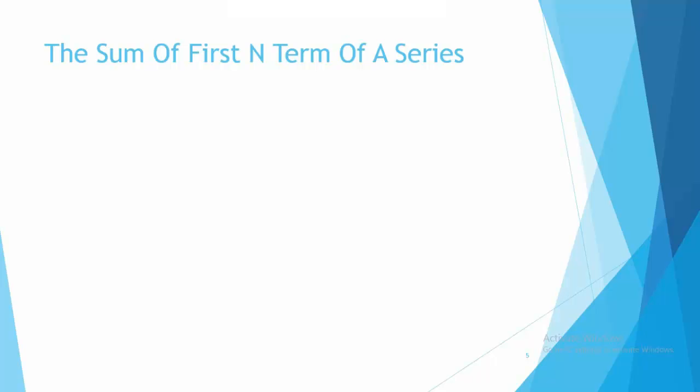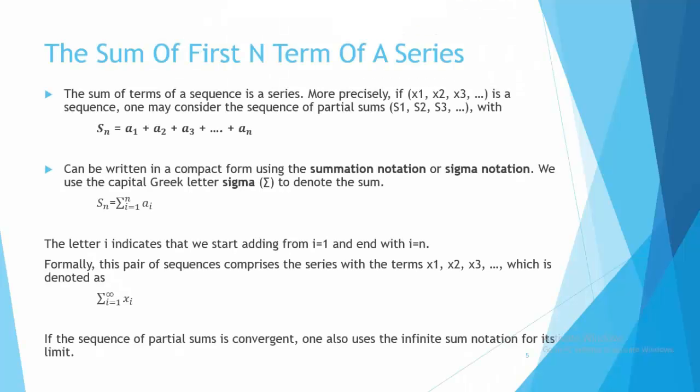The sum of first n terms of a series. The sum of terms of a sequence is a series. More precisely, if x1, x2, x3 is a sequence, one may consider the sequence of partial sums S1, S2, S3, with Sn equals A1 plus A2 plus A3 plus up to An. So Sn represents the sum of the terms up to the nth term. Similarly, S1 equals the first term, S2 equals the sum of the first two terms, and so on.